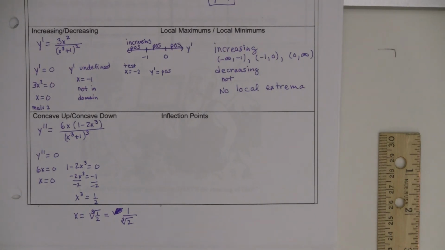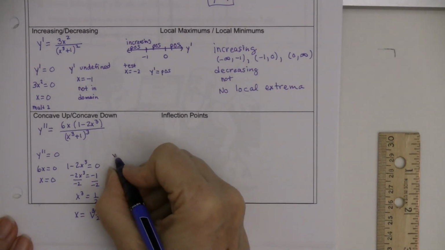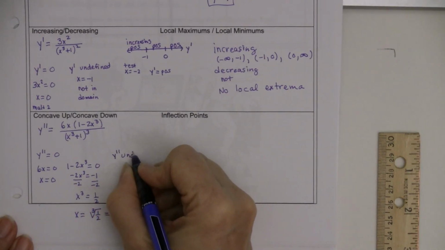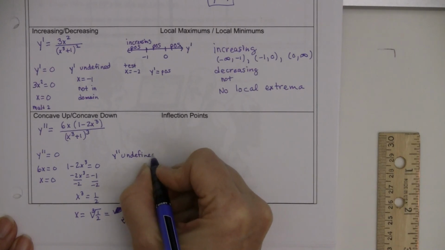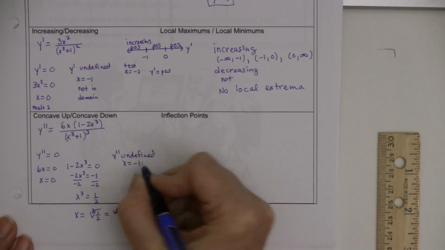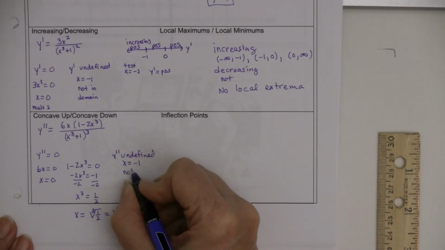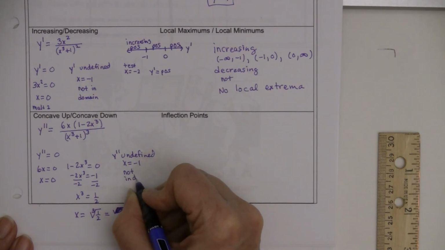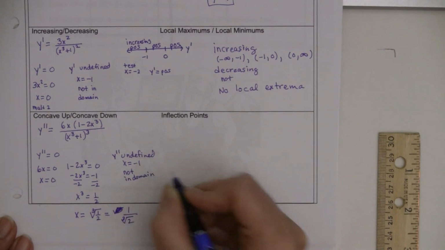And so those are our solutions, and then it's never undefined, except at negative 1, which is not in the domain. So the second derivative is undefined at x equals negative 1 again, which is not in the domain. But I do want it for my picture here.